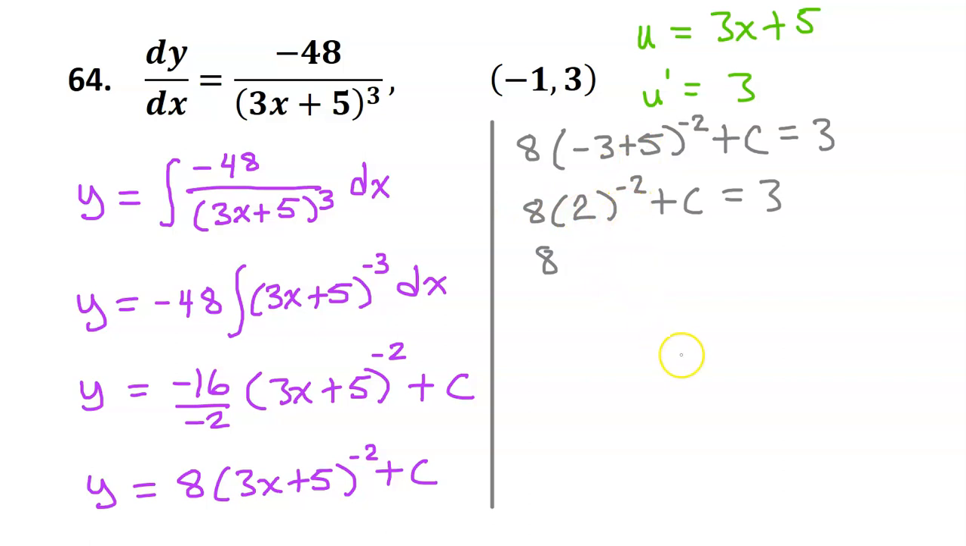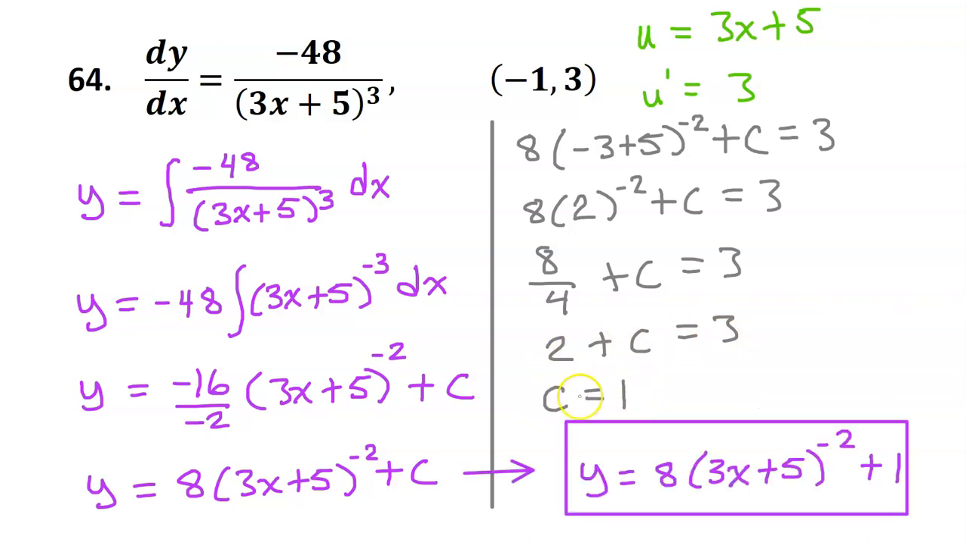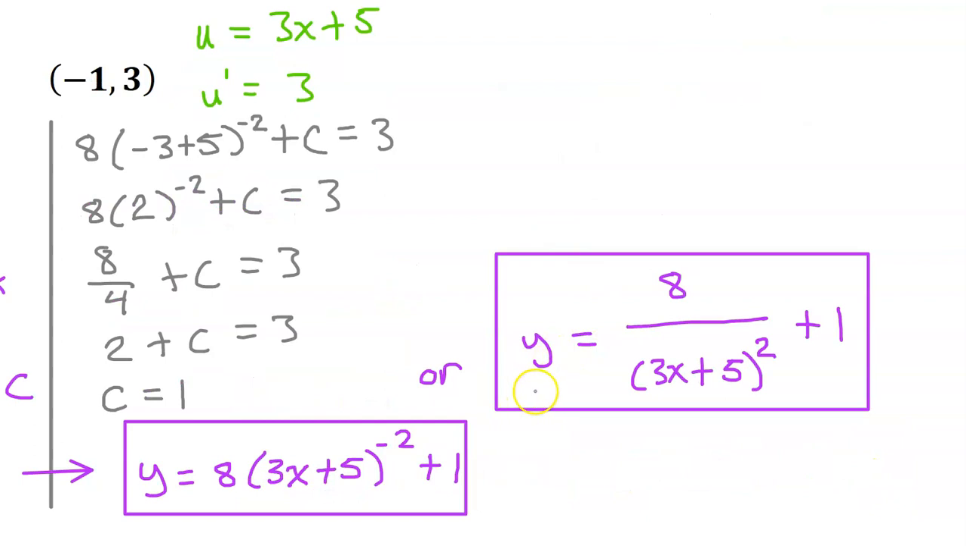But 2 to the negative 2 power is 1 over 2 squared, which is 1 over 4. So we will have 8 over 4 plus c is equal to 3. Obviously, this is 2 plus c is equal to 3, and subtracting 2 from both sides gives us c is equal to 1. Substituting 1 in for c gives us the final answer. You could also write your answer like this.